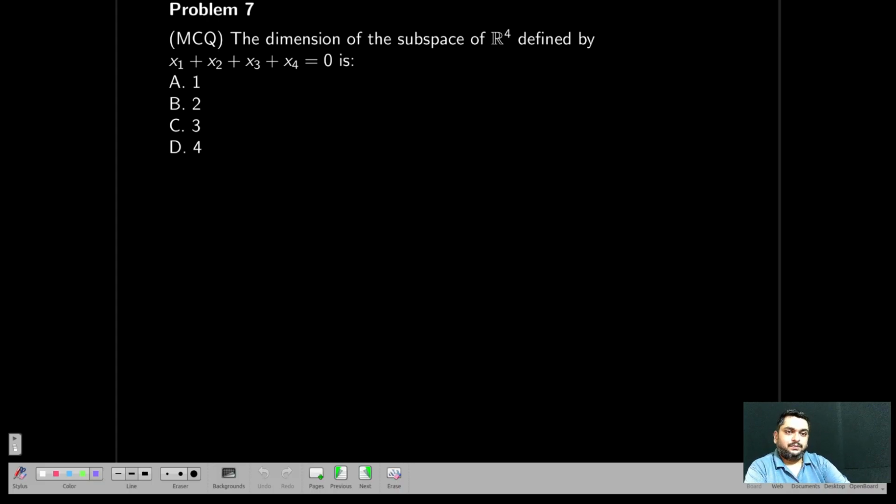The dimension of the subspace of R power 4 defined by, see what they are saying, this is the space R power 4. So there are 4 variables, right? So 4 unknowns. You can take it as 4 unknowns, x1, x2, x3, x4. Now what is the subspace of this? How many elements does it contain? That is, what is the dimension of it? So many of you think it is 4. No, for the space it is 4. The subspace you have to calculate.